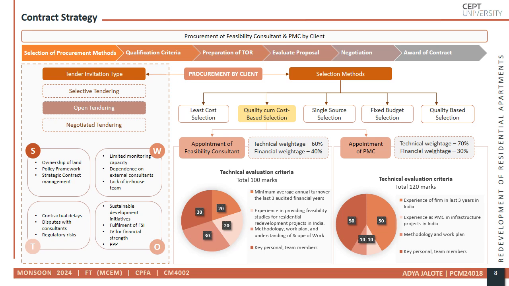A SWOT analysis was conducted to assess the contract strategy from the client side. Strengths include clear land ownership and supportive policies. Weaknesses are dependence on consultants and limited internal monitoring. Opportunities are higher FSI utilization and PPP risk sharing. Threats include potential delays and regulatory risk. This analysis guided the strategic planning for the project.